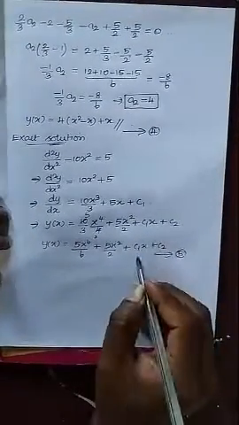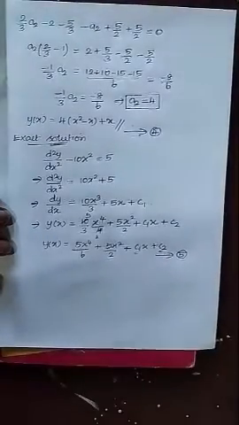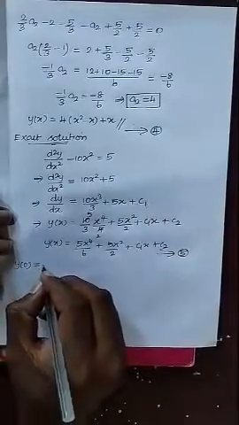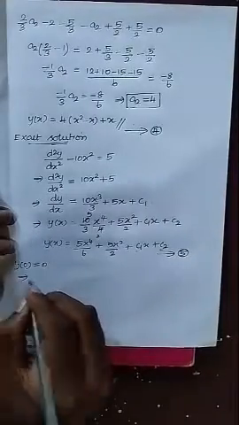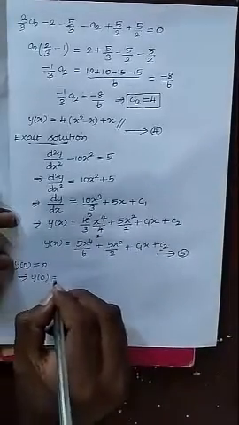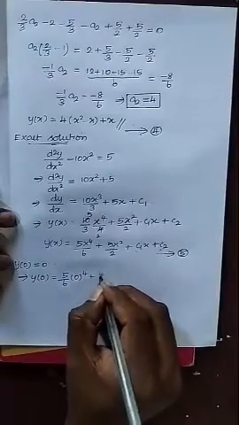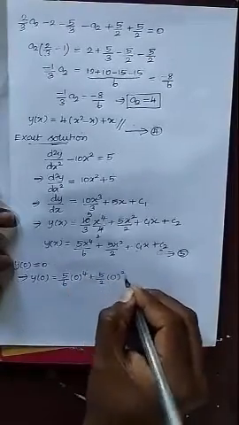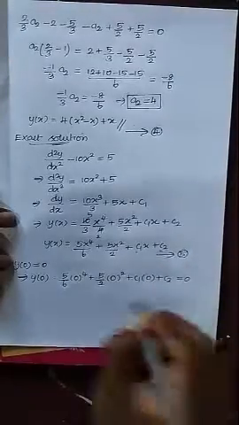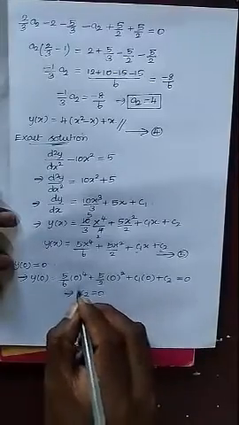Okay. We can calculate the values of C1 and C2 by applying the given boundary conditions. The first boundary condition is y of 0 equal to 0. By applying this boundary condition in equation 5, y of 0 is 5 by 6 into 0 power 4 plus 5 by 2 into 0 square plus C1 into 0 plus C2 is equal to 0. That gives the value of C2 as 0.